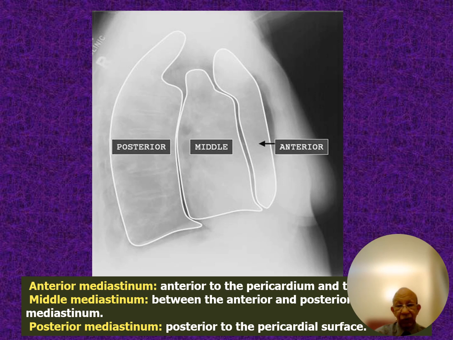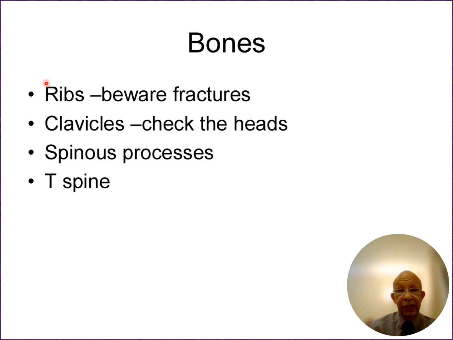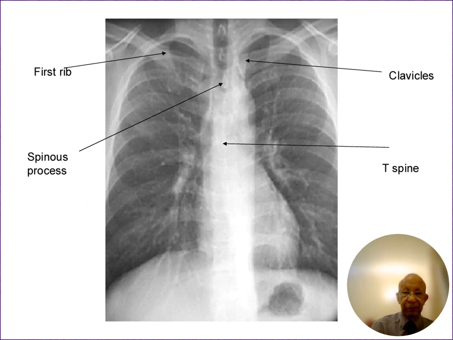Now, this is a way of identifying the anatomical location of abnormalities when you look at an X-ray. You really need to know about the bones: the ribs, clavicle, spinous processes, and transverse spine. And in a good X-ray, you can just about see the vertebrae. If you see them very clearly, then the film is over penetrated. But they should be just about seen on a well exposed X-ray.